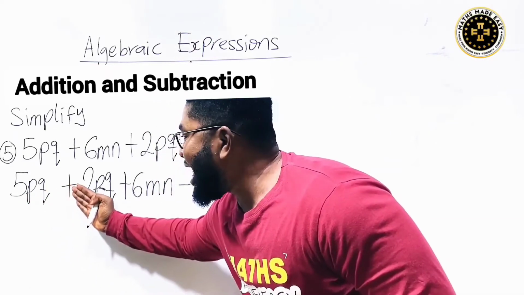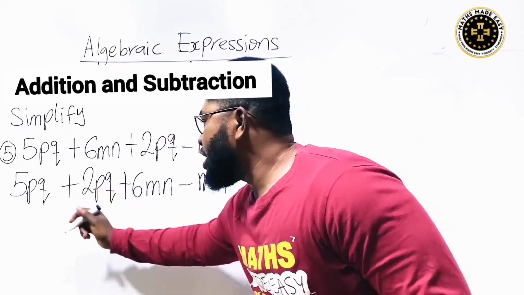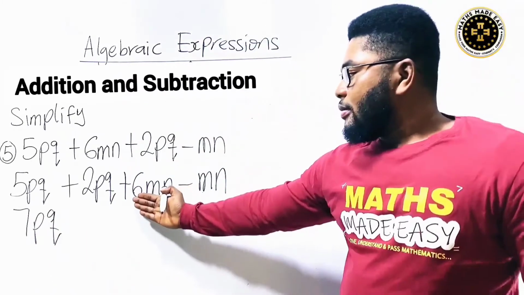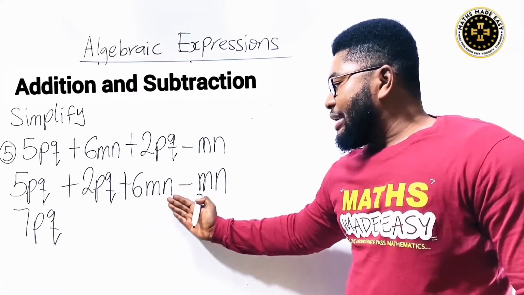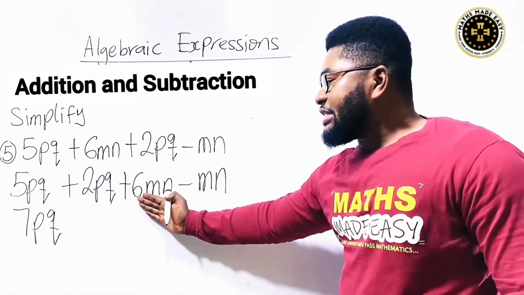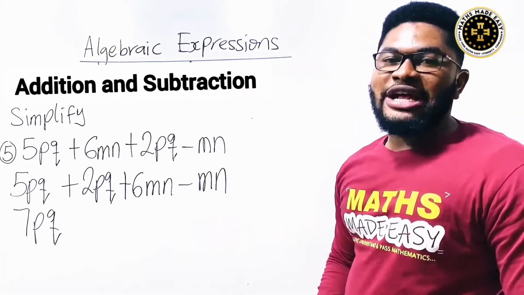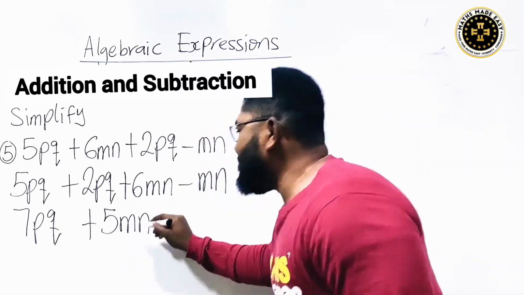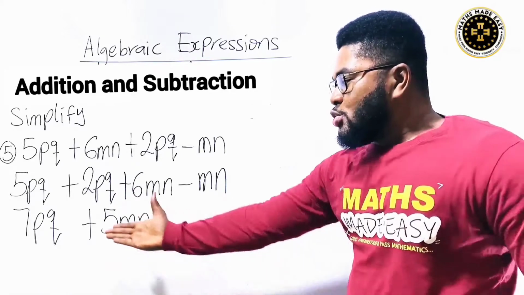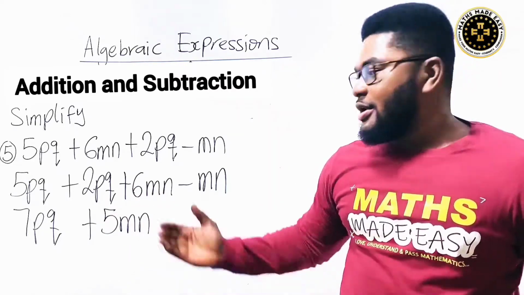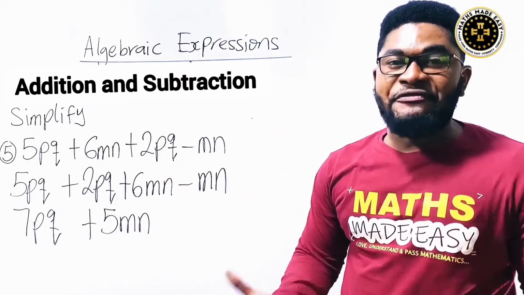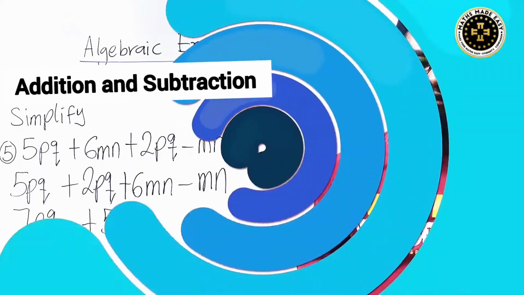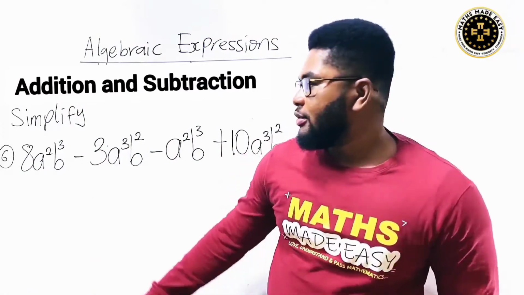5pq plus 2pq gives us 7pq, plus 6mn minus mn. Because of the 6 minus 1, we get 5, so plus 5mn. Since these two terms are not like terms, that is to say they have different variables, we leave the answer this way. Let's take a look at the next question.